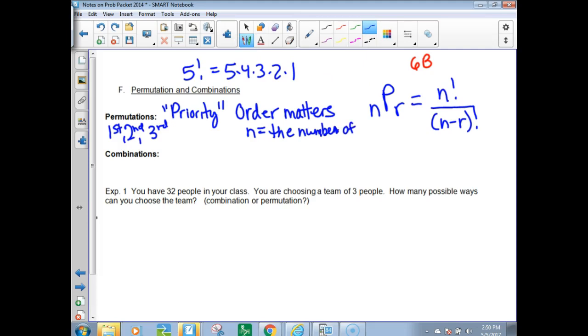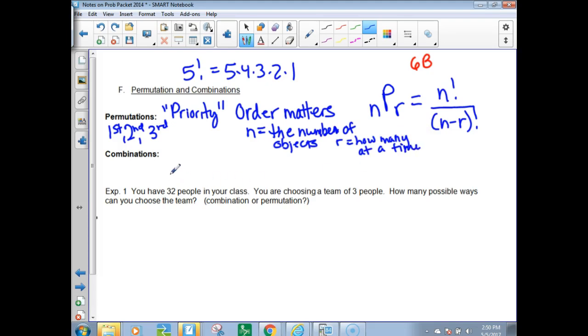Number of objects or whatever. And r is how many at a time. P stands for permutation. How many at a time?